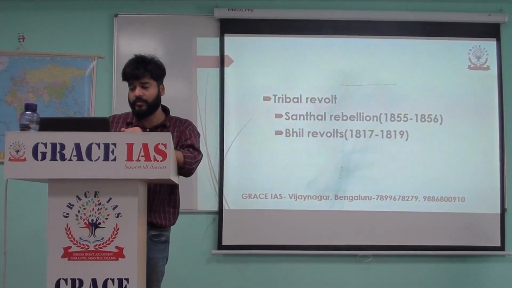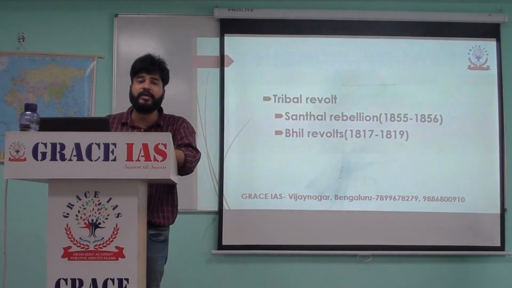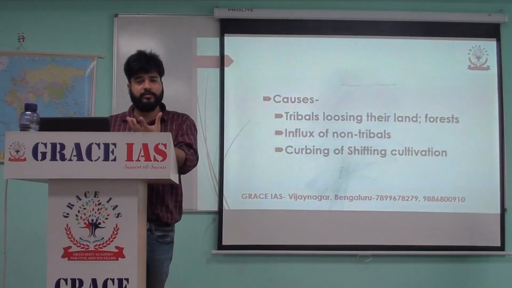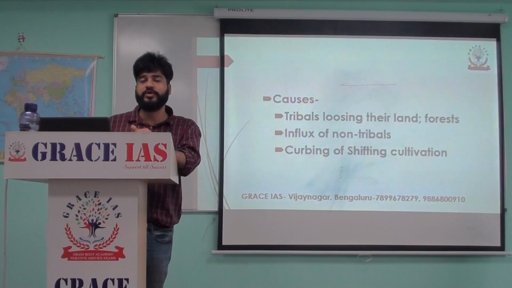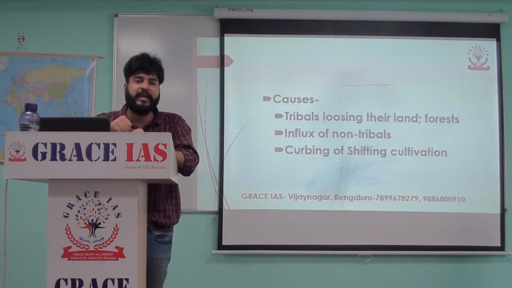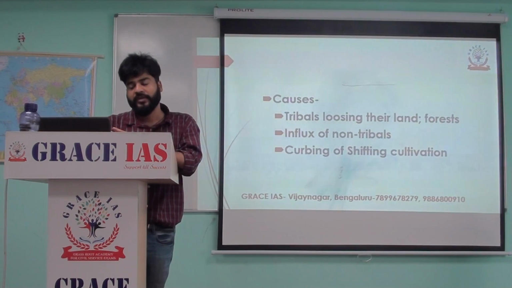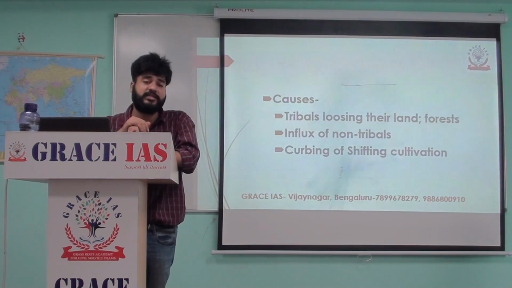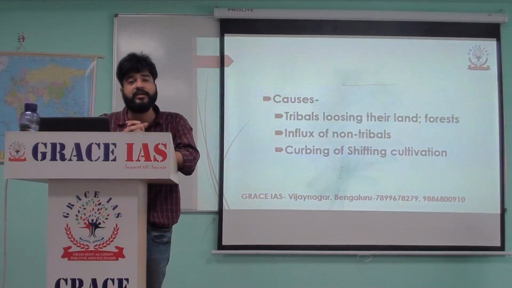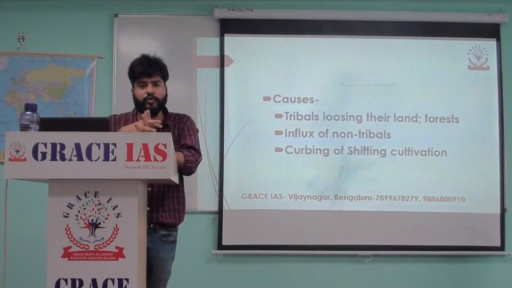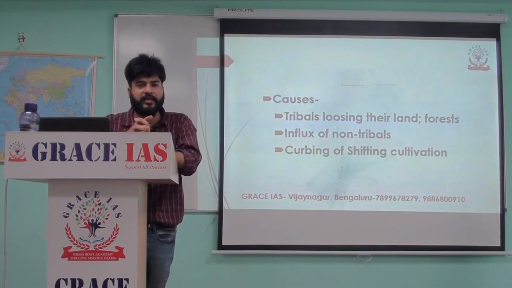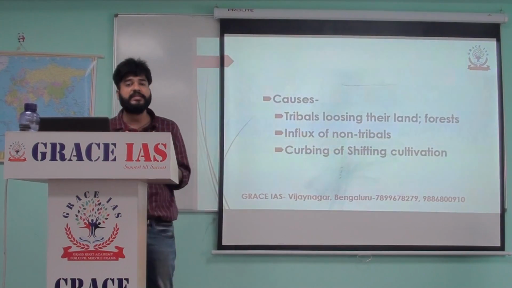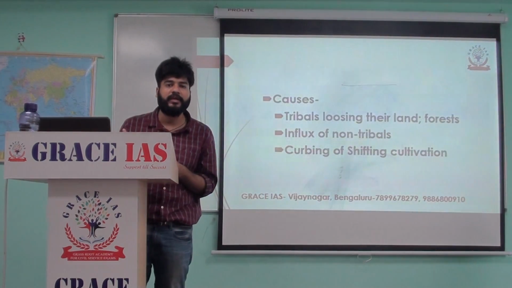Then we can also talk about the tribal revolt. Two examples I have given are the Santhal rebellion and the Bhil revolts. The major causes of tribal rebellions are that they were very close to their land and their forest, and this connection of the tribals with the land and forest was broken by the British rule. Then there was a huge influx of non-tribals, and traditional agricultural practices such as shifting cultivation were curbed. Under British rule, the forests were treated as government property, and the linkage between the tribals and their forest was broken. So this was a major reason because of which the tribals revolted against the Britishers.